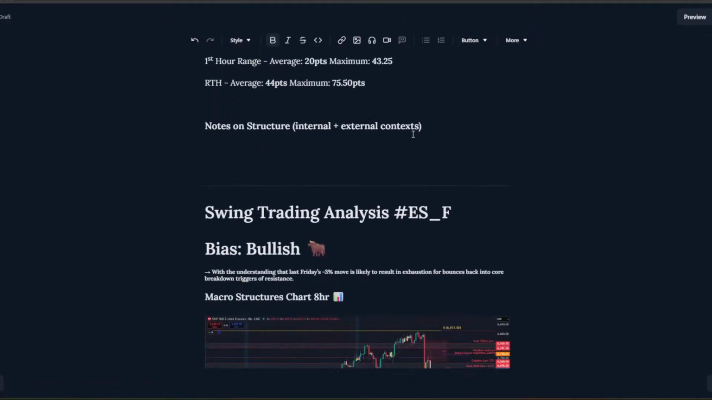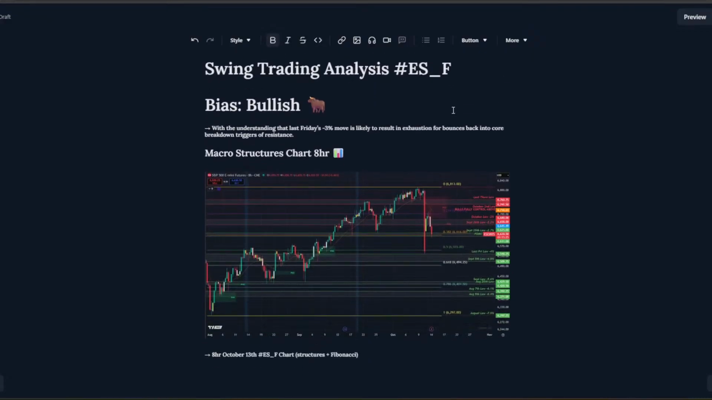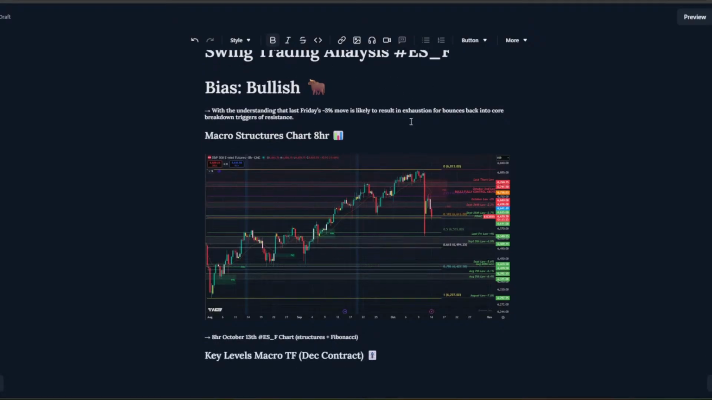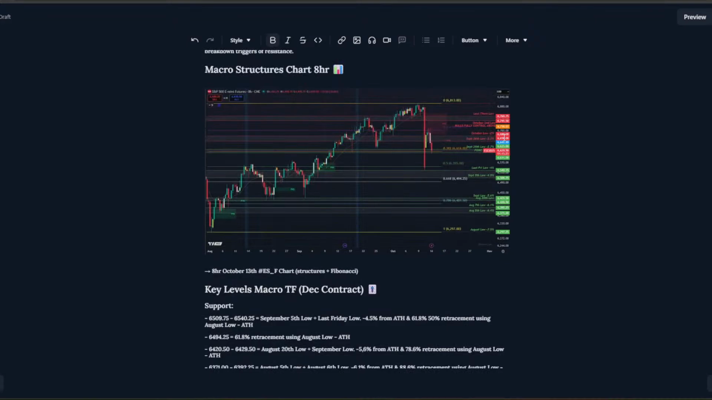We'll do just a very quick rundown on the notes and the structures. So tomorrow morning, we're not like chickens with our heads cut off, and we have a good understanding of what we want to do already. And here's the swing trading analysis as well. Exact same thing. We're going to talk about the notes and the structure.